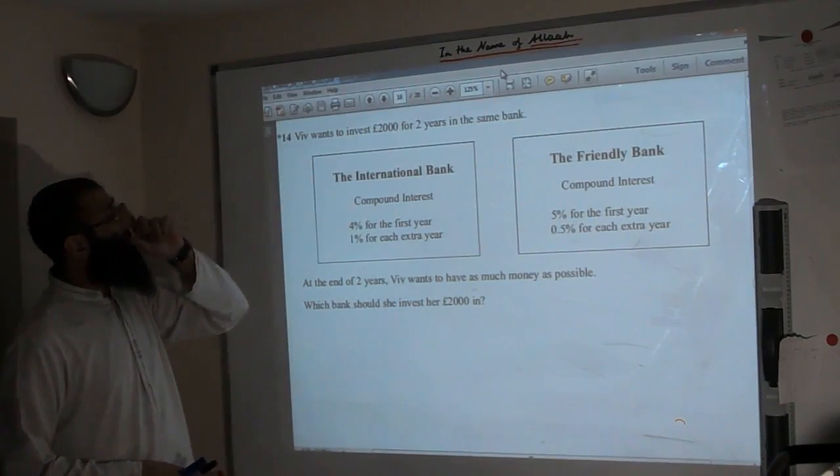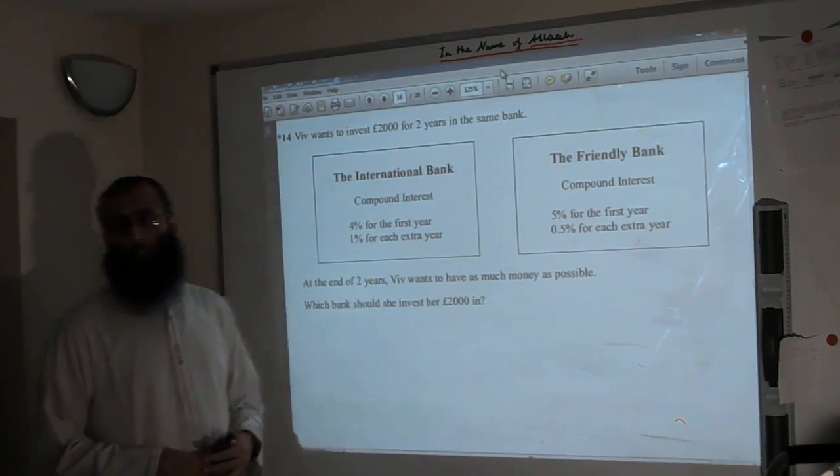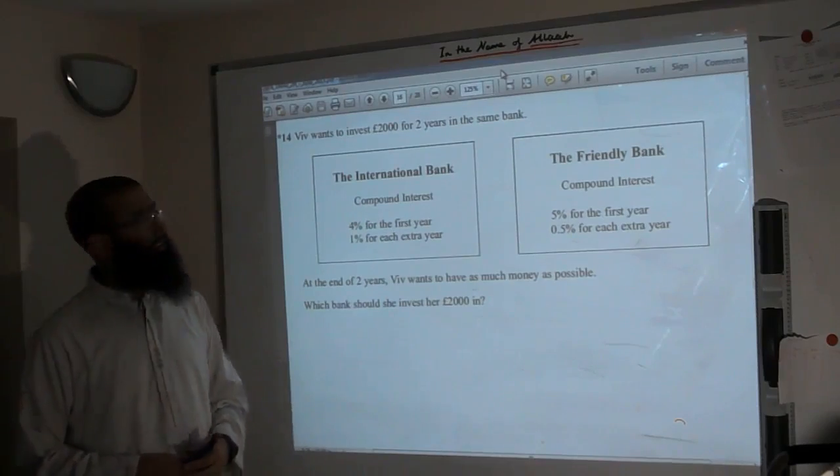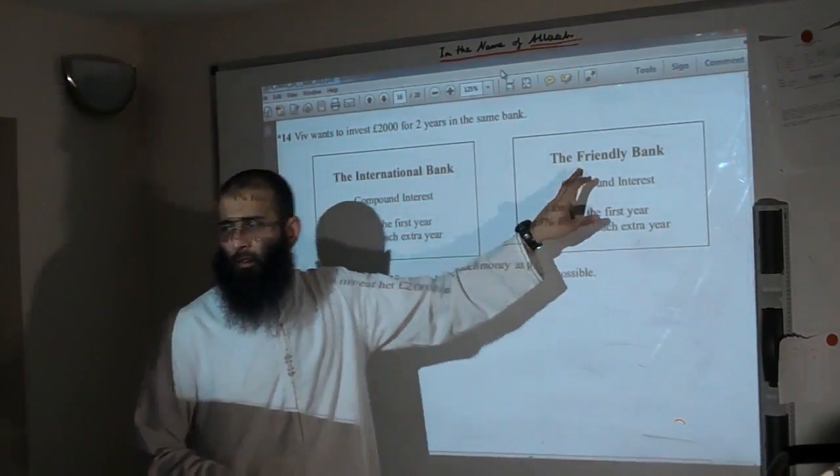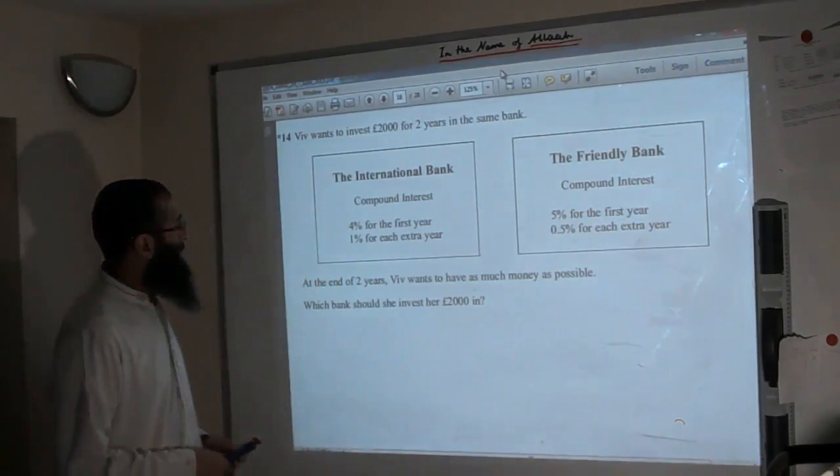Viv wants to invest £2,000 for 2 years in the same bank. So this question is to do with compound interest. Okay, we have the international bank and the friendly bank. I've never heard of a friendly bank. They're all greedy banks. Okay.